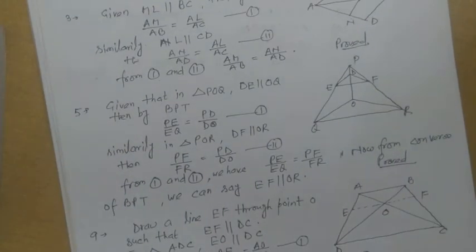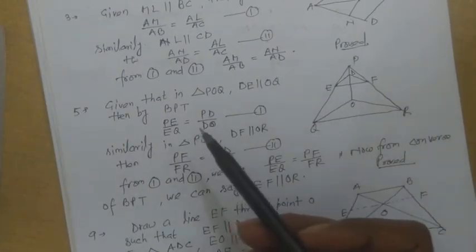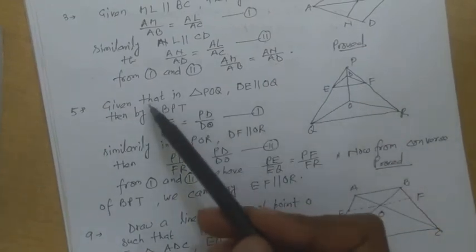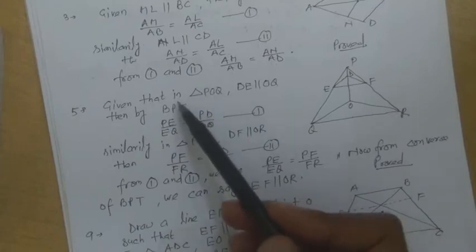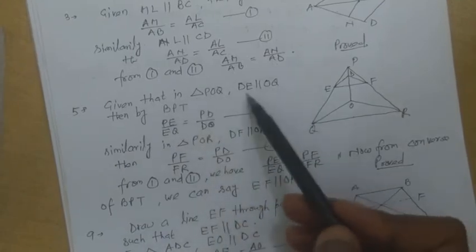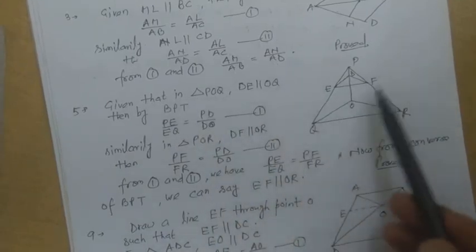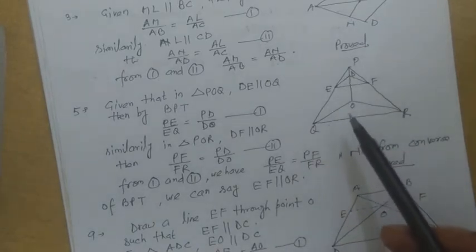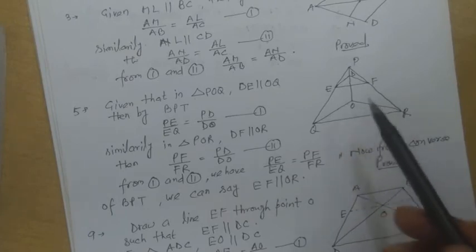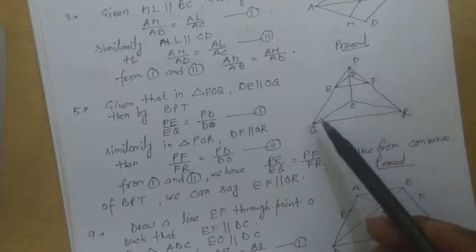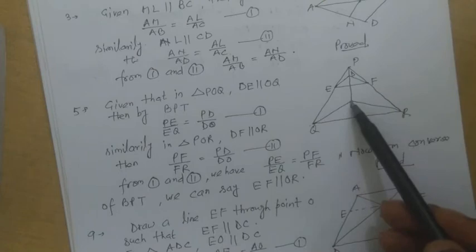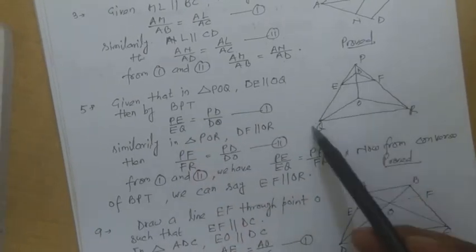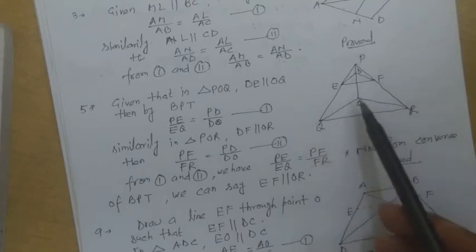Now come to the fifth question. The given figure is this, and in this figure it is specified that DE is parallel to OQ. Then we can take triangle POQ and we use BPT. So PE upon EQ is equal to PD upon DO.